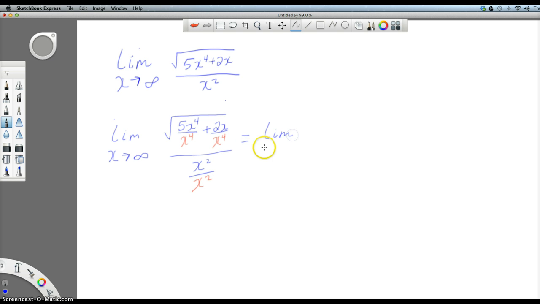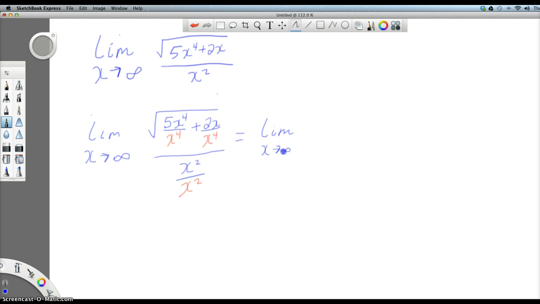And what's nice about this is that we can still plug in some values for x. And you're going to see here that once we simplify, we have 5 plus 2 over x cubed, all divided by 1. Okay, now this is the good part about this. So x is approaching infinity and we can't simplify anything here. So let's just think about what happens here.